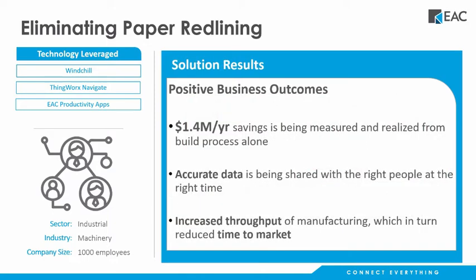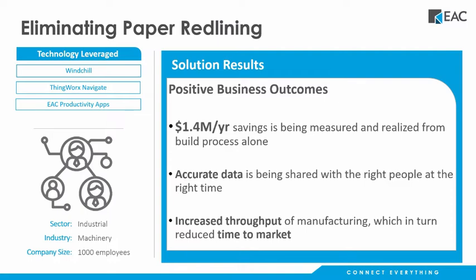They used EAC apps to take that redlining process and move it into an electronic closed loop format, right? Using EAC apps as the front end of that, they were able to see, and they're realizing right now, $1.4 million a year savings in labor, just purely in the labor and time saved in that process. If you boil it down and you use these tools, that's a huge cost savings.